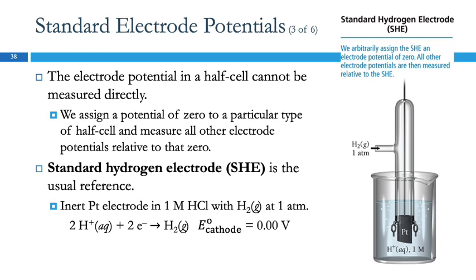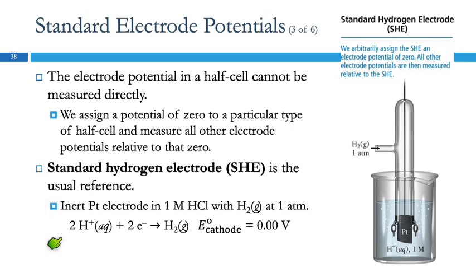So we can't measure the electrode potential in a half cell directly. And so we chose a zero point. Much like with elevation, we decided an easy thing would be to measure it relative to sea level. So we say sea level is zero elevation. We're going to say that this standard hydrogen electrode is zero, and we're going to measure everything relative to that. So we've got this one half cell that's assigned a potential of zero. We measure everything else relative to that.